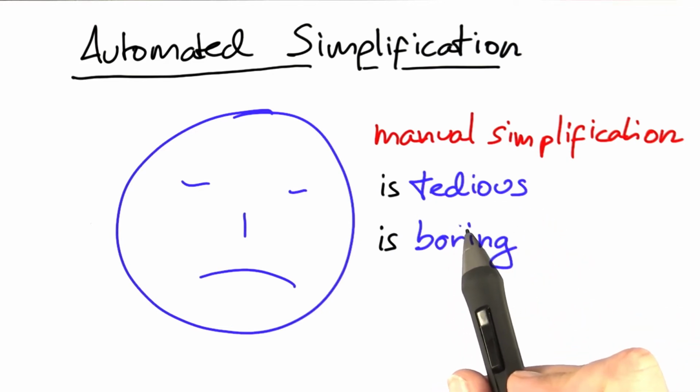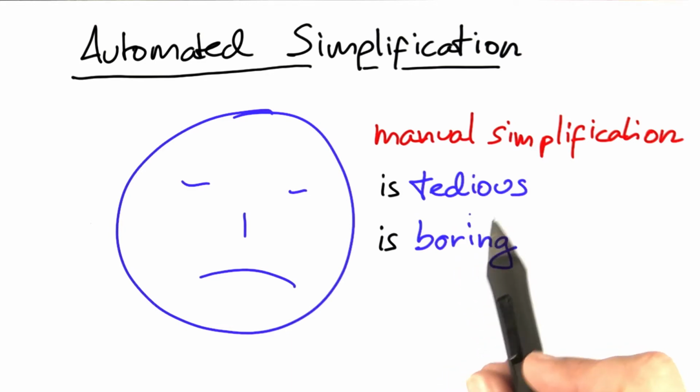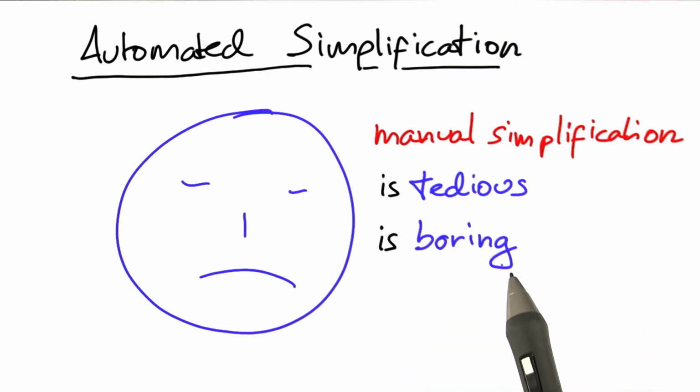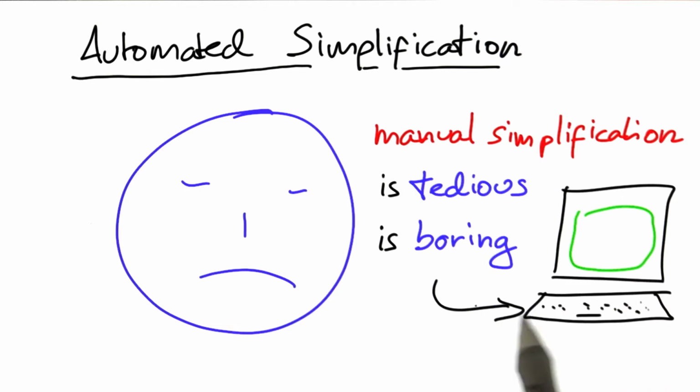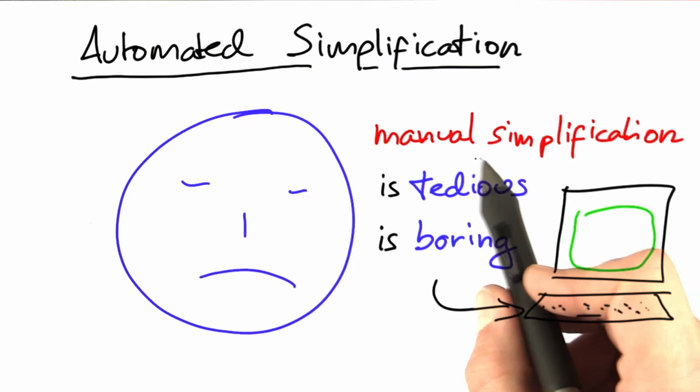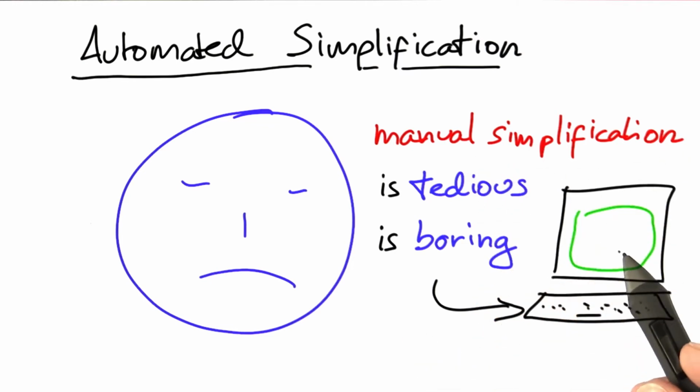We do have something that helps us specifically for tedious and boring activities. And this is called a computer, because we invented automated machines precisely to relieve us from tedious and boring tasks. So we're going to hand over the process of simplification to a machine, resulting in automated simplification.